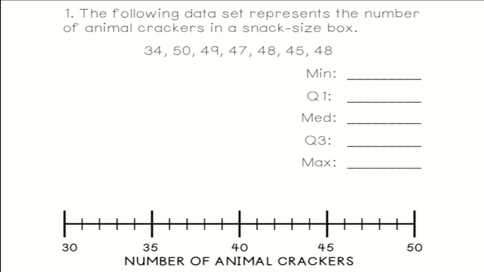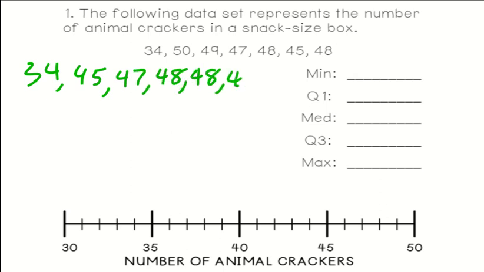Ford, give them to me, least to greatest. 34, 45, 47, 48, 48, 49, 50. All right, everybody good with that part? Any questions on that? All right, now, find the median. Everybody go ahead and find that median. Sydney? 48. Median right there. I got 3 on either side. Median, 48.